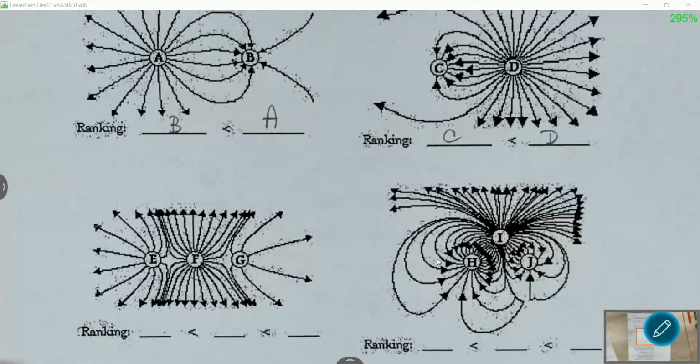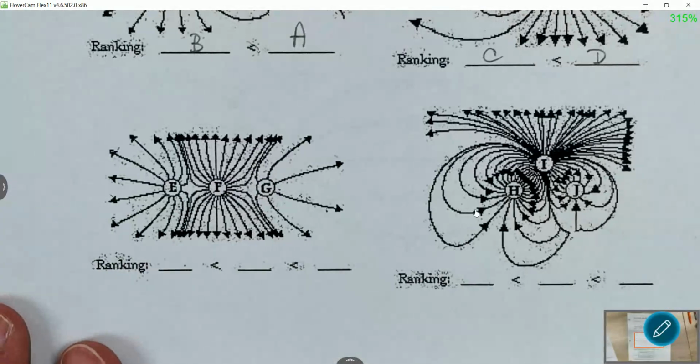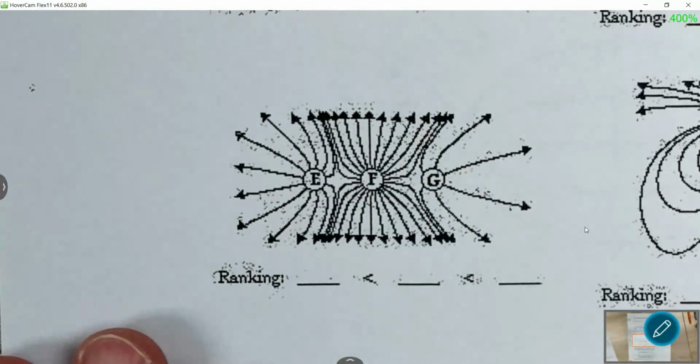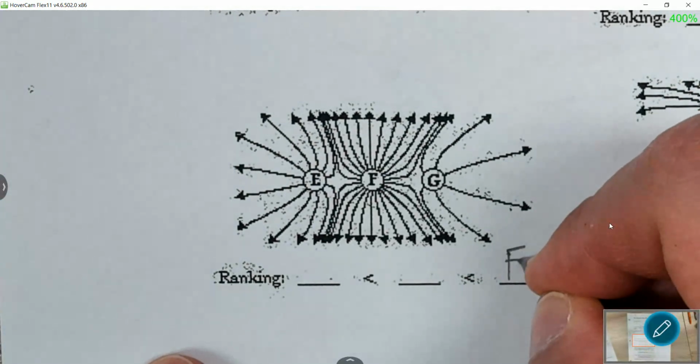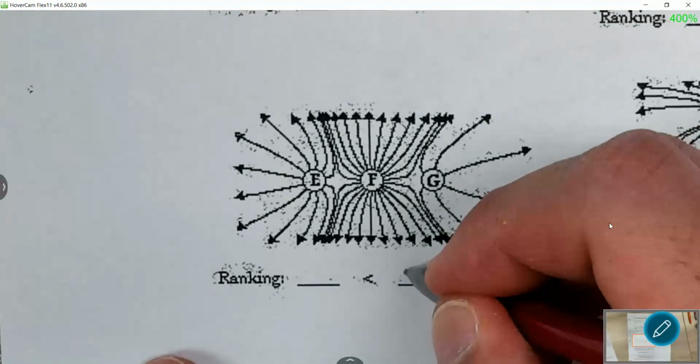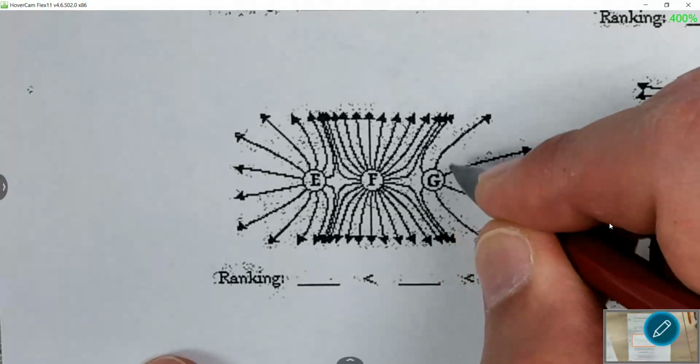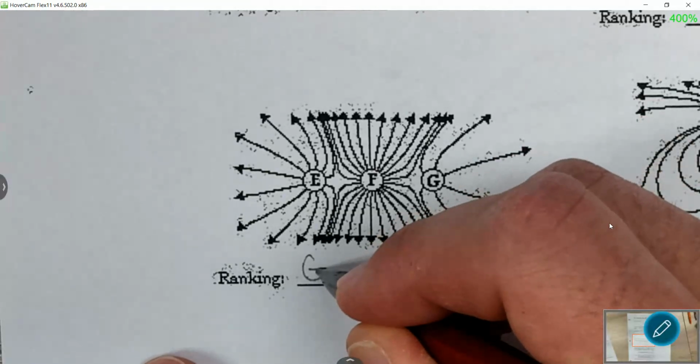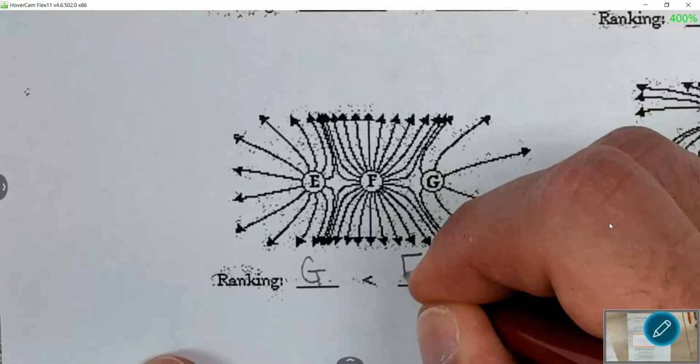We're going to zoom in a little bit for these two. All right, let's look at this one first. Who's definitely the strongest? The middle. F, yep, the middle. F is the strongest, E is the second, G is the third. How many people agree with that? Yeah, I would as well. G has the least amount of field lines, so G would be the weakest, and E would be our middle.